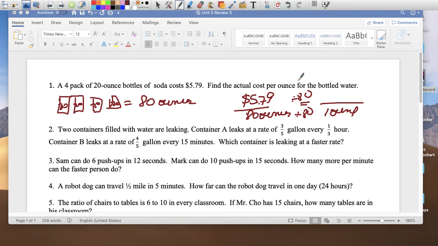5.79 divided by 80 comes out to 0.072375. We're just going to call this 0.07. Okay? So that's the price per ounce. But the trick here in this question was knowing this, right? That you had 4 bottles. Each bottle had 20 ounces. And 4 times 20 is 80. So that's what you actually bought.